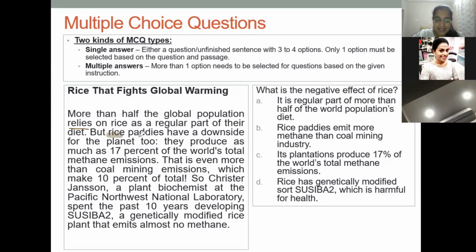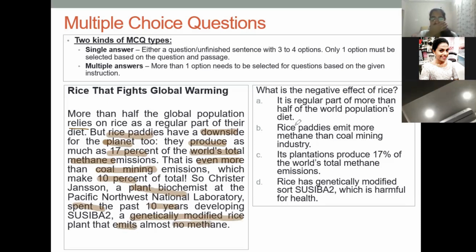Okay. Rice paddies, downside for the planet, produce 17% of the world's total methane, even more than coal mine emissions, 10% of total. So some plant biochemist at the Pacific, wherever, spent the past 10 years on genetically modified plants, a rice plant that emits almost no methane.